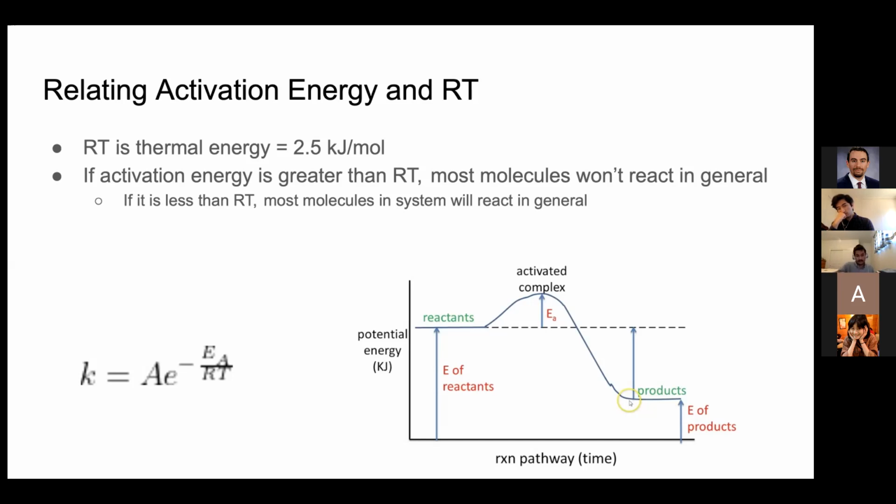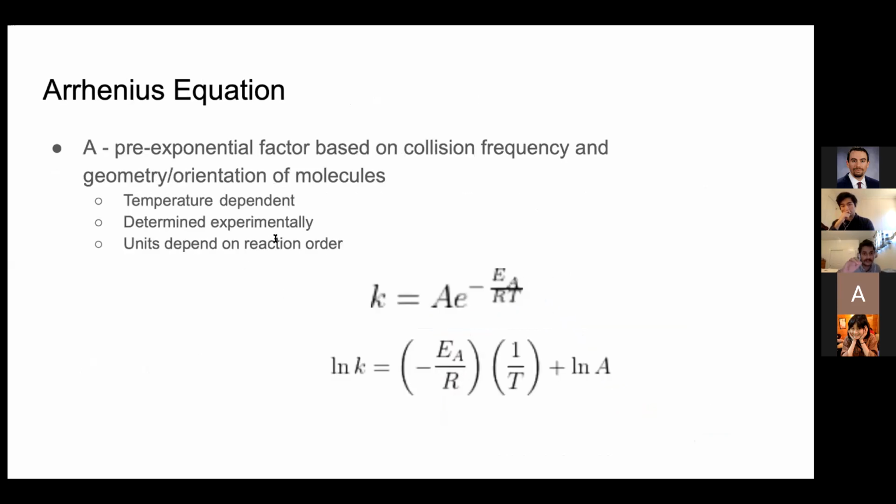And the converse is true. If you have the activation energy less than RT, you'll find that most of the molecules in the system will react and you won't need to add anything to it. So that's just an interesting relationship to keep in mind. And that overall gets us to our Arrhenius equation, given by k is equal to A times e to the negative activation energy over our RT term.